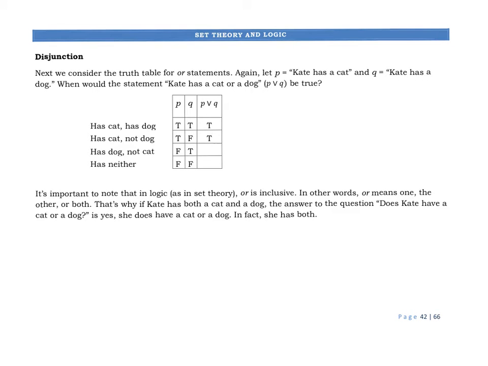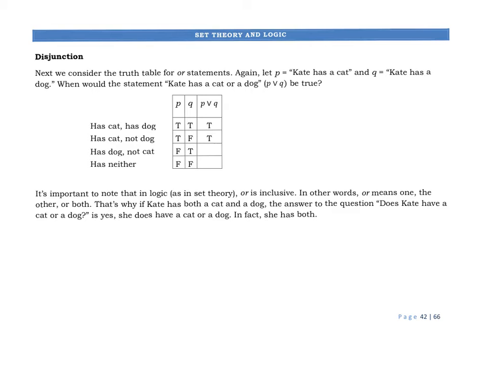Next, we consider the truth table for or statements or disjunctions. Again, let P equal Kate has a cat and Q is Kate has a dog. When will the statement Kate has a cat or a dog be true? So remember, the or would be she has one, the other, or both. So if she doesn't have either one, that's the only situation where this compound statement would be false.